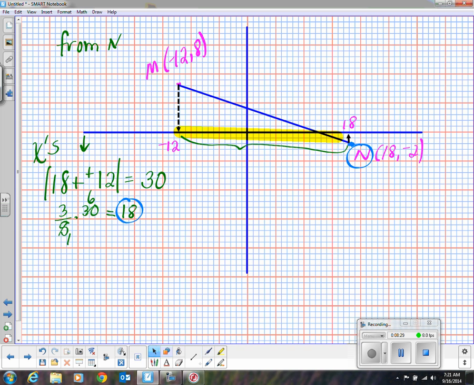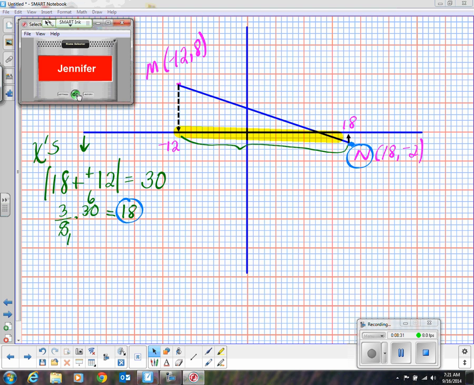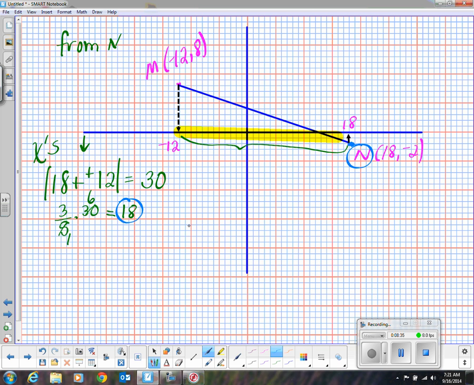So then am I going to add 18, or am I going to subtract 18, Eric? Subtract. Yes. Now I'm going to take this 18 and subtract this 18, and I get 0. So my ordered pair W is going to be 0, comma something.